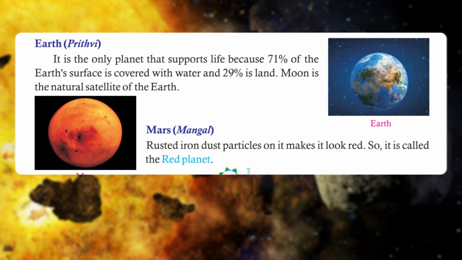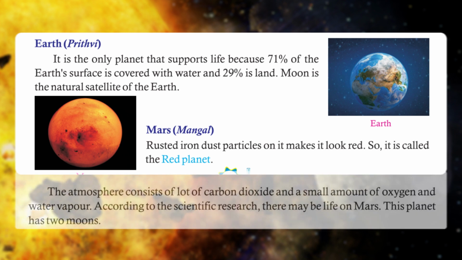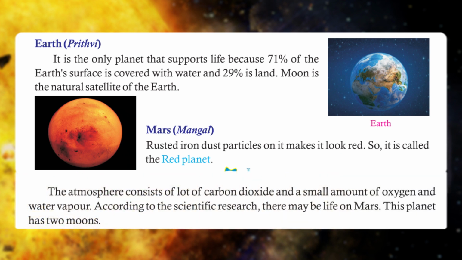Mars, Mangal. Rusted iron dust particles on it make it look red. So, it is called the red planet. The atmosphere consists of a lot of carbon dioxide and a small amount of oxygen and water vapor. According to scientific research, there may be life on Mars. This planet has 2 moons.